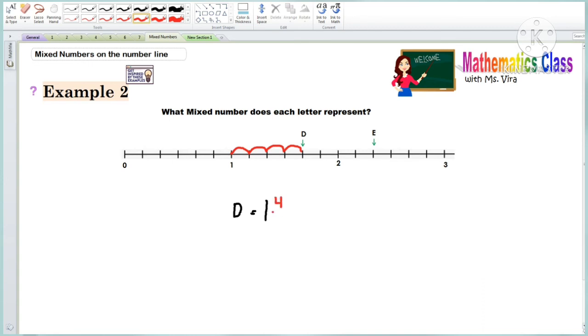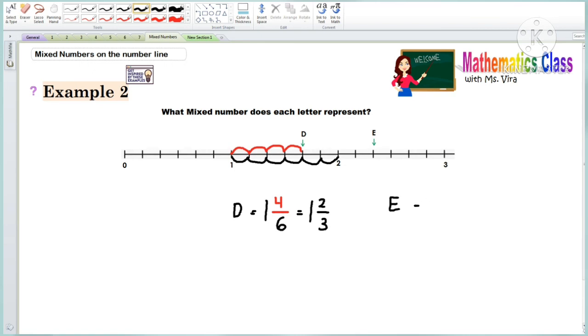And denominator is how many steps from number 1 to number 2. Let's count. 1, 2, 3, 4, 5, 6. 6 steps. 6 as the denominator. Now, we can simplify it. The whole number stays the same, 1, and numerator and denominator, we divide by 2, to become 2/3. So letter D represents 1 whole and 2/3.